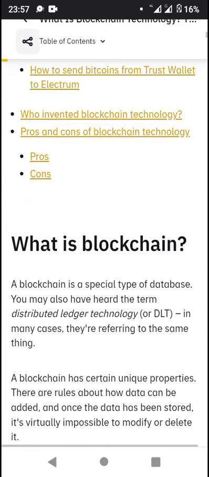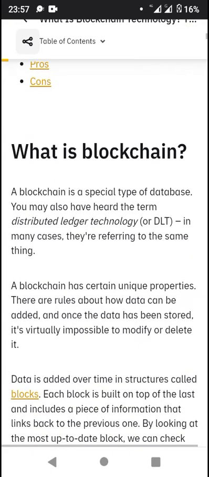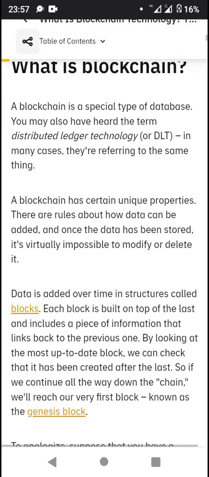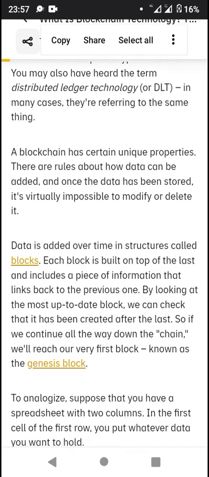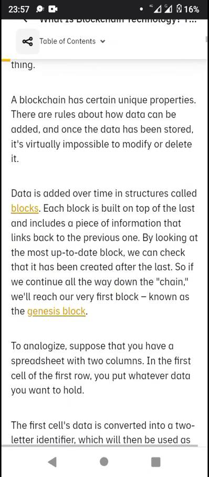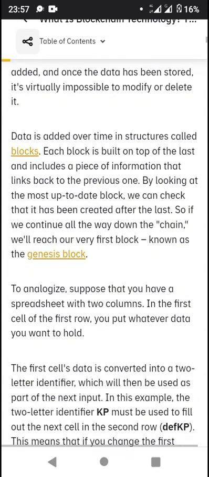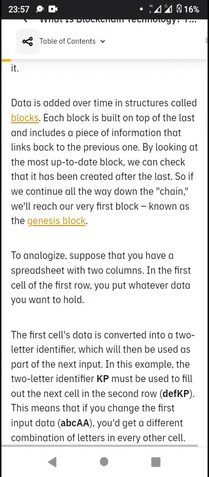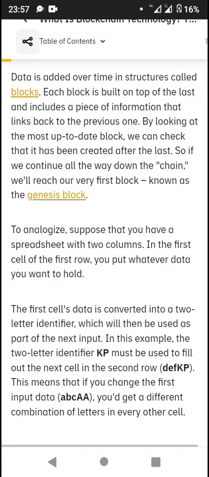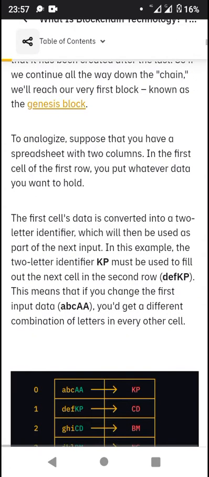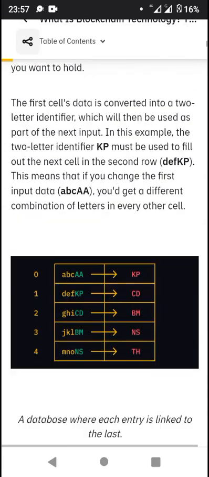So the blockchain is a special type of database. Blockchain has certain unique properties. There are rules about how data can be added, and once the data has been added, it's virtually impossible to modify or delete. To analyze, suppose that you have a spreadsheet with two columns. In the first cell of the first row, you put whatever data you want to hold. Those are some of the pegs you need to understand about what the blockchain is.